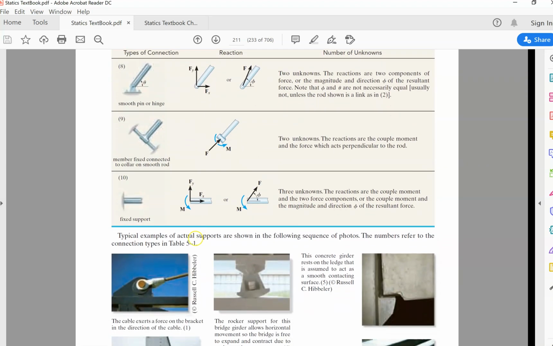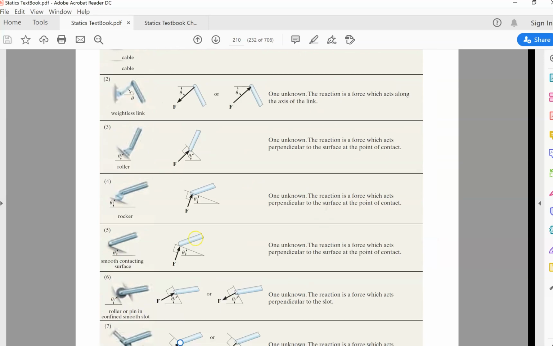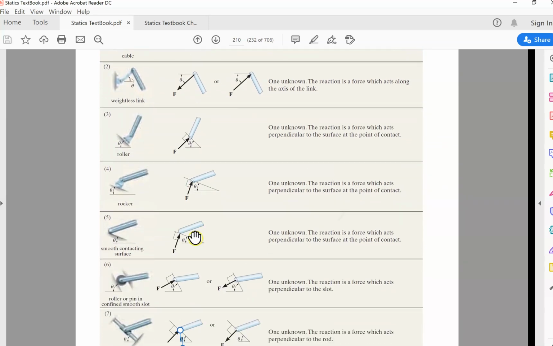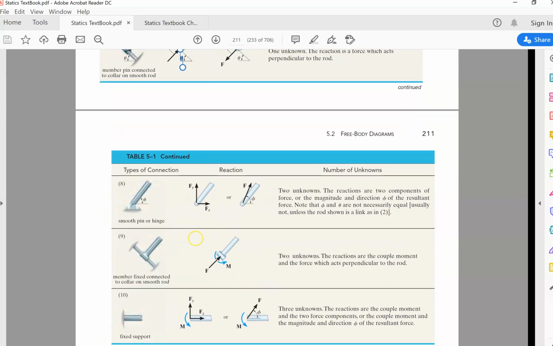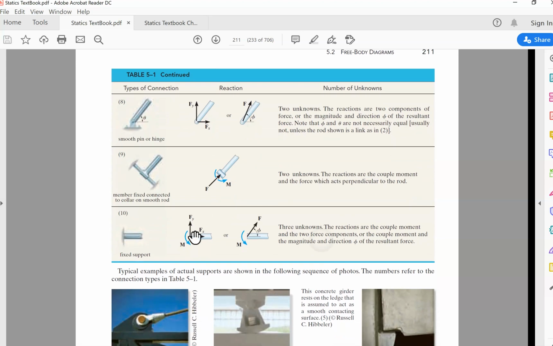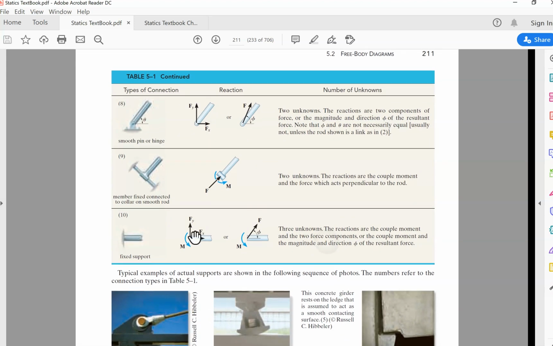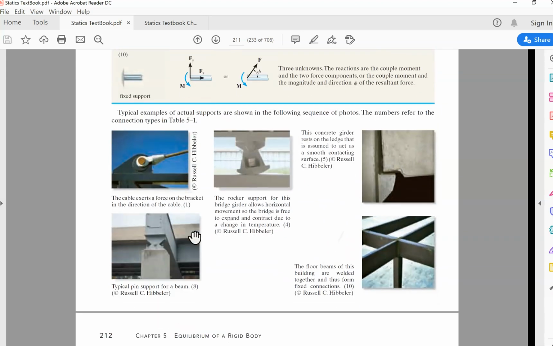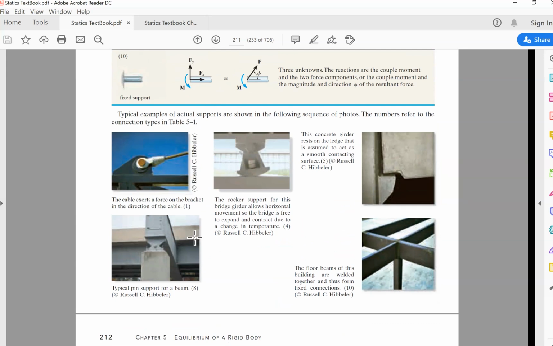So the bad news is you need to memorize this table. Next question, will it be given in the final exam or in the test? No, the table will not be provided. So you need to memorize the type of connection, and only then you'll be able to draw the free body diagram.